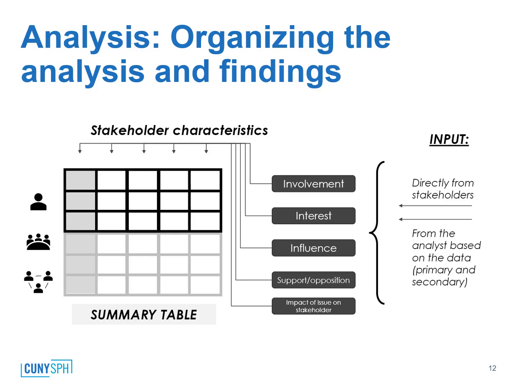The final step is organizing everything into a summary table. This table includes characteristics such as the stakeholders' involvement, interest, and influence, along with whether they support or oppose the policy, and how the policy impacts them. Inputs from this table come from both primary data like interviews and secondary data, and the summary table helps visualize stakeholder positions, making it easier to analyze patterns and plan engagement strategies.